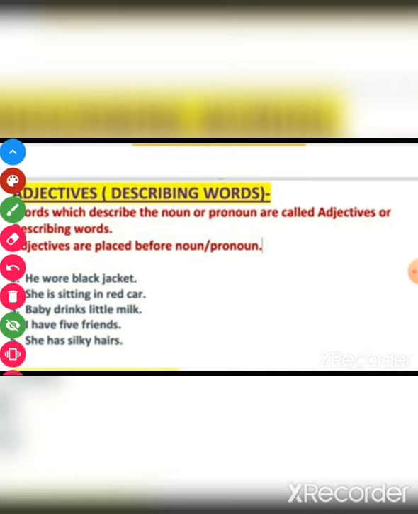If I say that my friend is Anjali, and I want to describe more about my friend, I can say that she is a pretty girl. Here the word pretty is just describing the quality of my friend. So adjectives are placed before a noun or a pronoun.